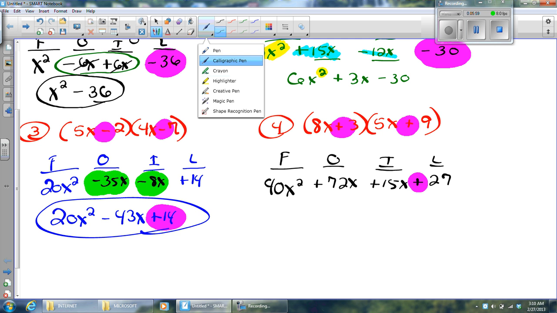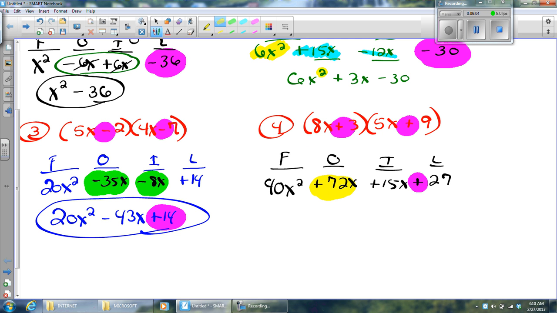And I'm looking for my like terms. Like terms, where are you? Looks like the outers and inners are like terms. That won't always happen, but in many of the examples it will. So be on the lookout for it. Okay, it's not always that they're like terms, but very often they will be. How about 40x squared? 72 and 15 looks like it's going to be 87x, and then a plus 27.